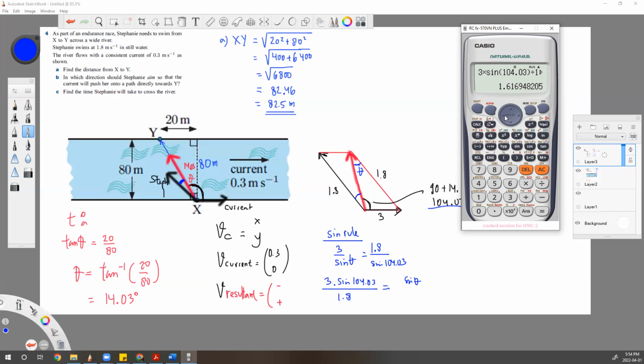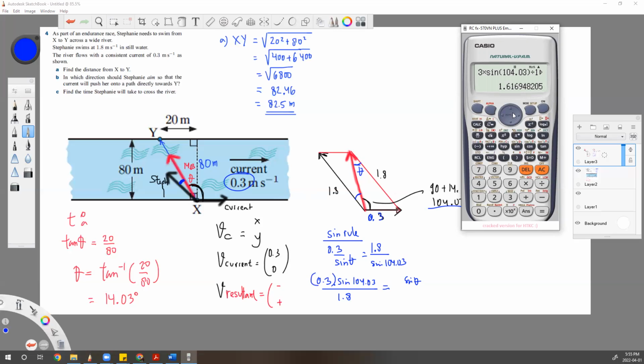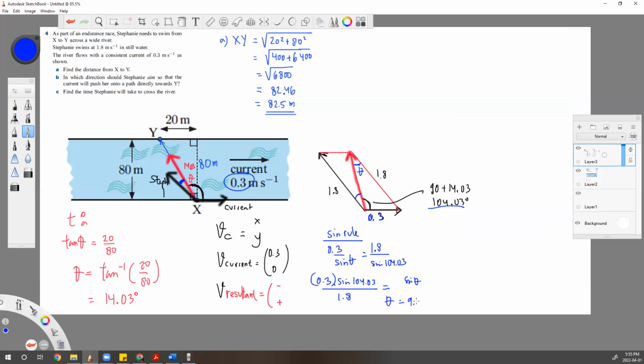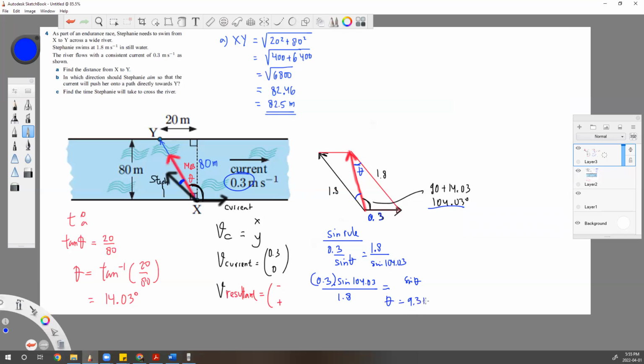Wait, not 3, sorry, 0.3. So go again: 0.3 times sine 104.03 divided by 1.8. That's the answer, 0.1616 and so on. So theta will be shift sine of the answer, which gives 9.305. So theta here is 9.33 degrees. Understand?